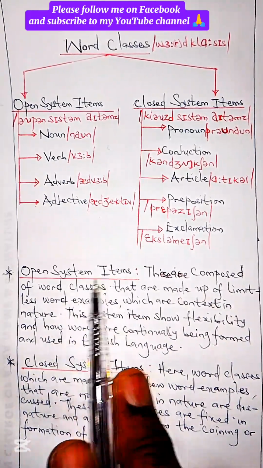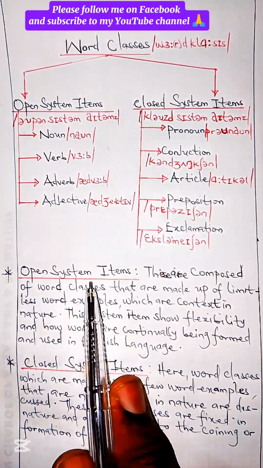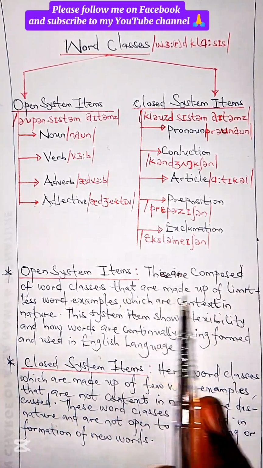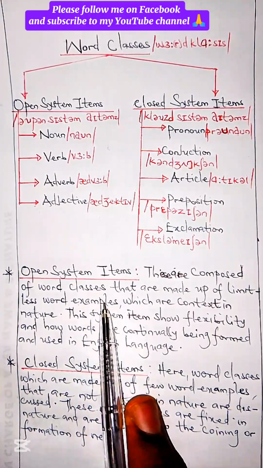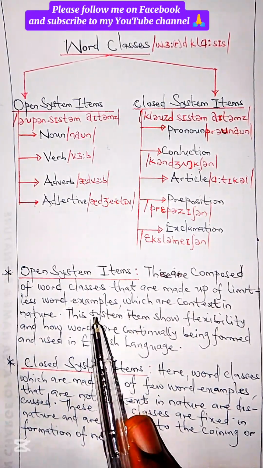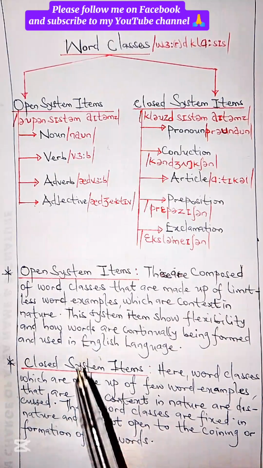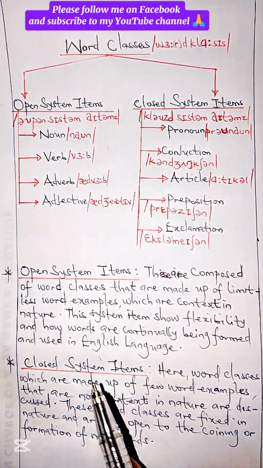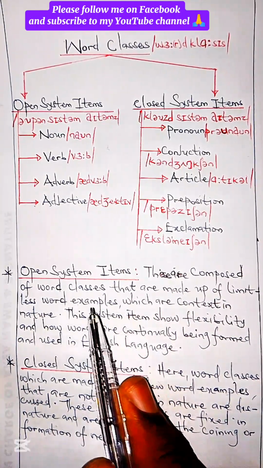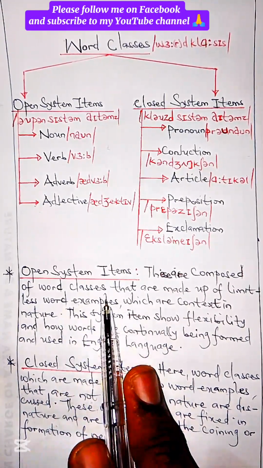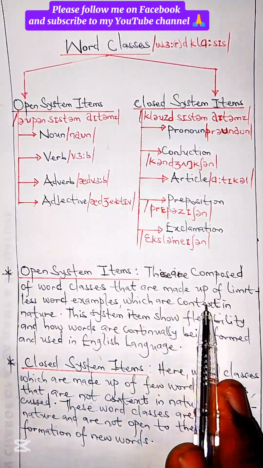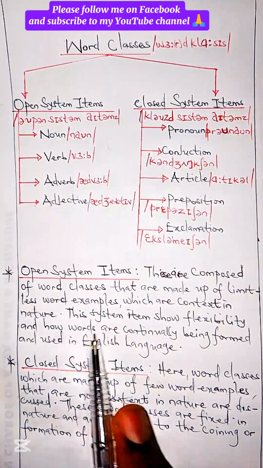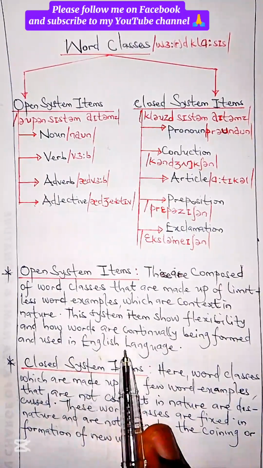Now when we talk about open system items, what are open system items? Open system items are composed of word classes that are made up of limitless word examples. That is, under the open system items, we are talking about parts of speech that have millions and billions, countless numbers of word examples. Now, these parts of speech don't just have many words as examples. These words are context in nature. Now, these system items show flexibility and how words are continually being formed and used in the English language.